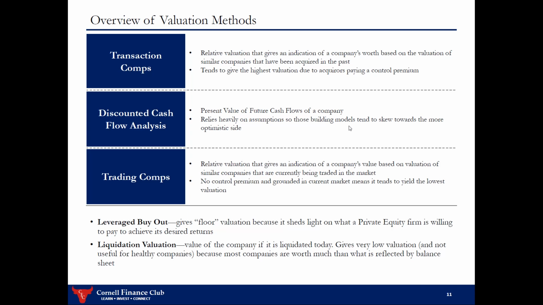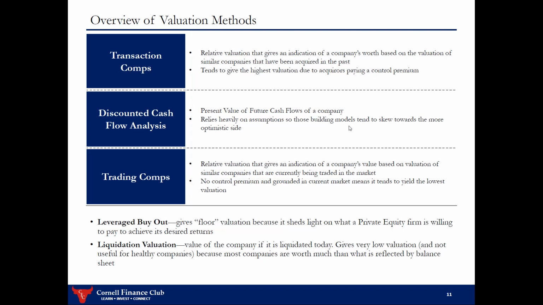This is a relative valuation that gives an indication of a company's worth based on how much similar companies were acquired for in the past. This tends to give the highest valuation due to acquirers paying a control premium. Because in order for you to buy a company, you have to incentivize people to give up their shares. And what this means is you have to give them more money than what their shares are worth to get them to give up their shares.